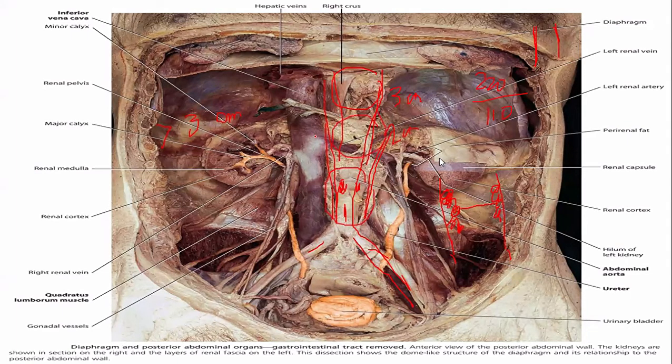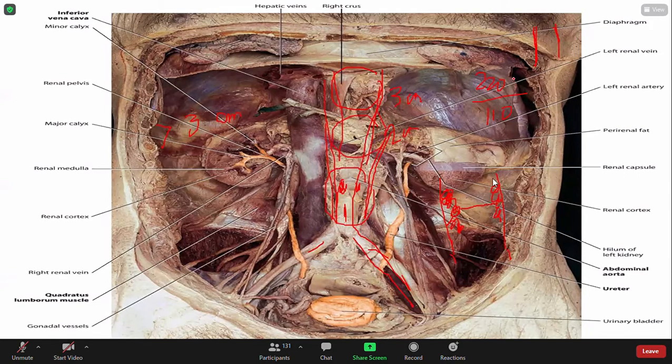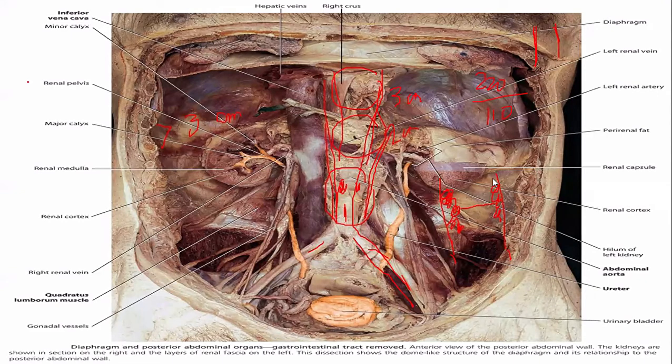The most common site of aortic aneurysm is: A, thoracic aorta; B, abdominal aorta; letter C, both; letter D, none of the above. What is the answer? The most common site of aortic aneurysm is actually the abdominal. Letter B is the answer, abdominal aorta.